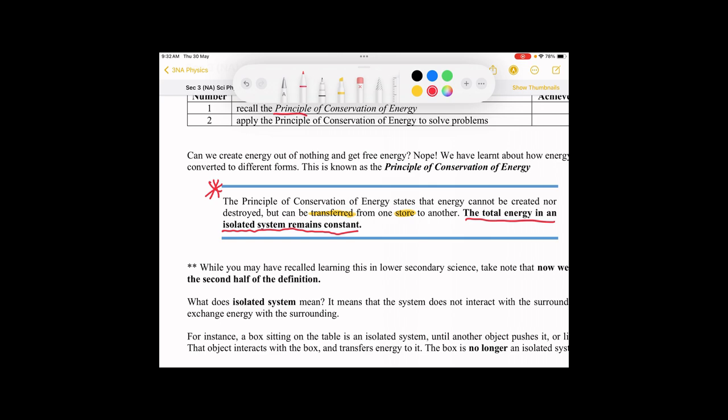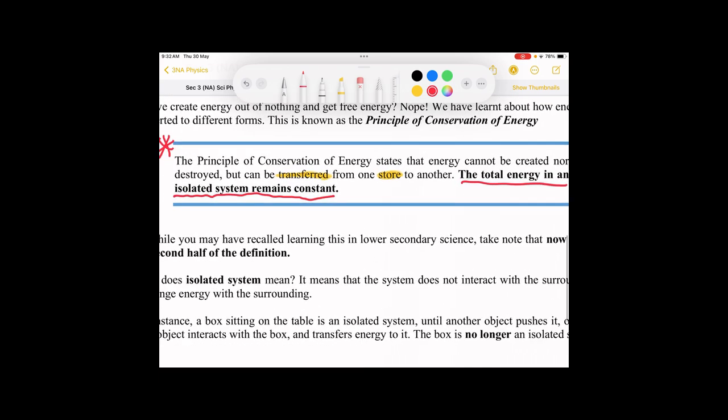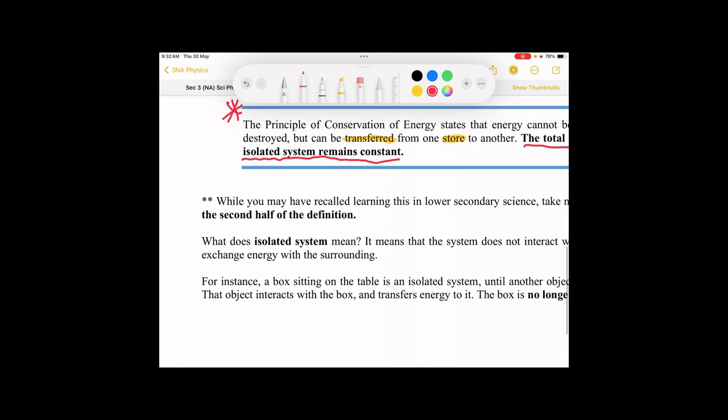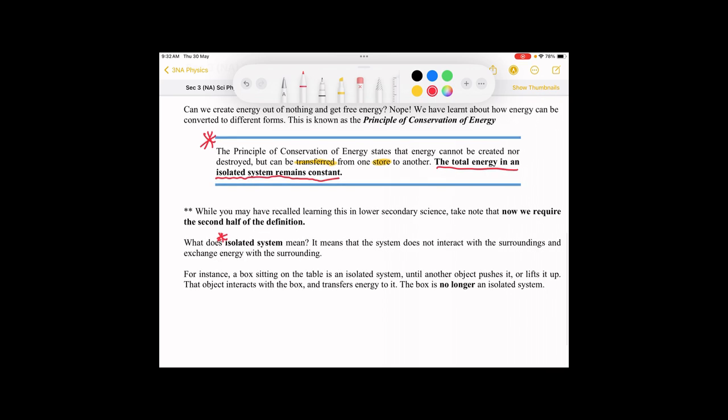Okay, so first of all, look at the second line here: total energy in an isolated system. What does this isolated system mean? You have to take note, you have to understand. That means if I have an object that's sitting there, and does not interact with the surroundings in the form of exchanging energy, then it is considered isolated. Remember, isolation means to be alone, to be alone and not interacting with something else.